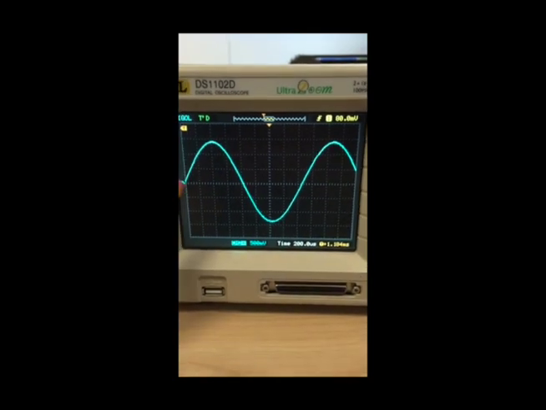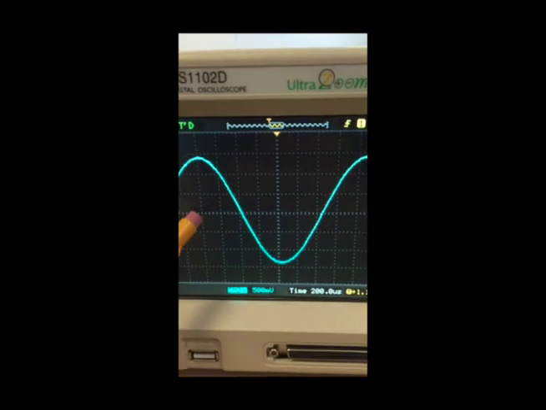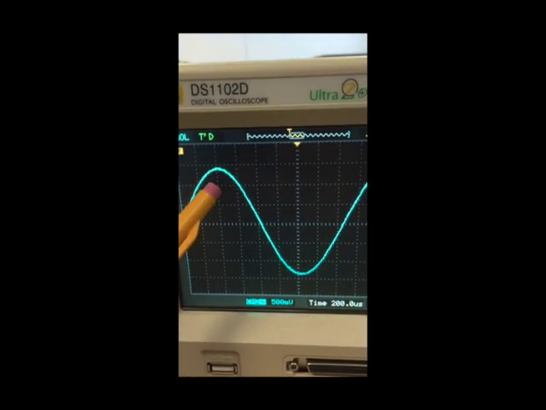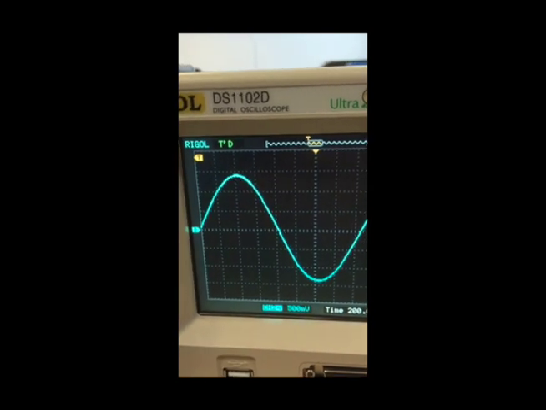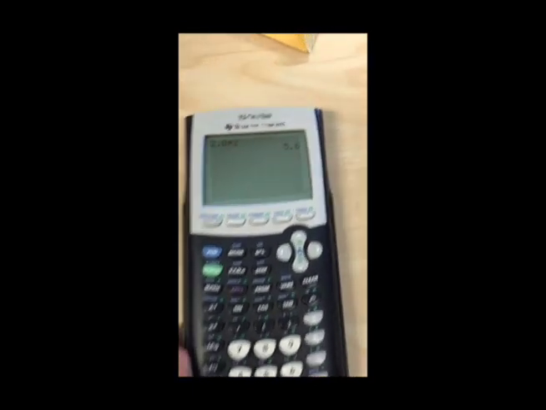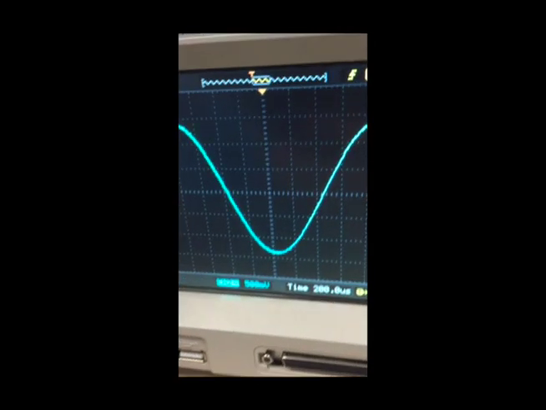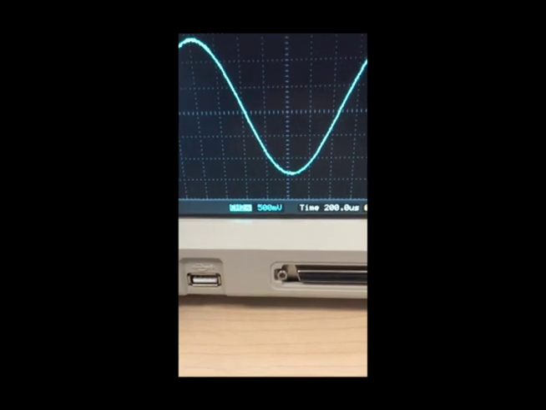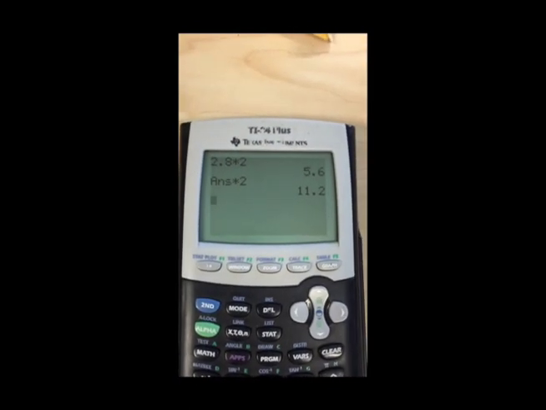Alright, using the old school method to measure voltage peak to peak with channel 2, we're going to count the squares. 1, 2, that's it, about 2.8. Now we're going to multiply that by 2, so 2.8 times 2 equals 5.6. And since we are going at 500 millivolts, we will have to multiply that by 2. And our voltage peak to peak is 11.2.